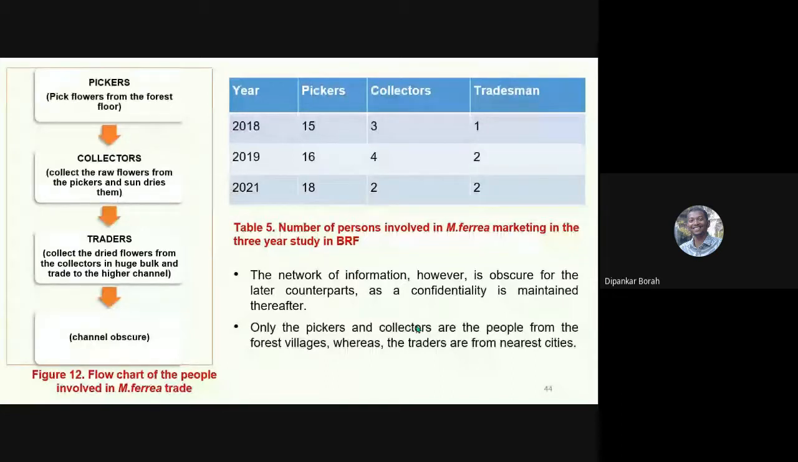Table 5 shows the number of persons involved in the Mesua ferrea marketing in the 3-year study in BRF. In the year 2018, the pickers were 15, which increased to 18 in 2021. Again, the collectors increased in 2019, but then decreased in 2021. The number of tradesmen increased from 1 to 2 in 2021. Only the pickers and collectors are people from the forest villages, whereas the traders are from the nearest cities.